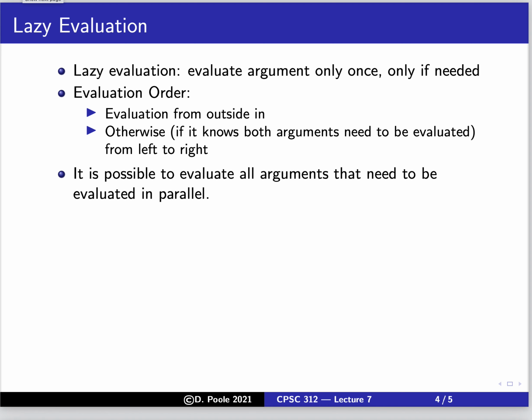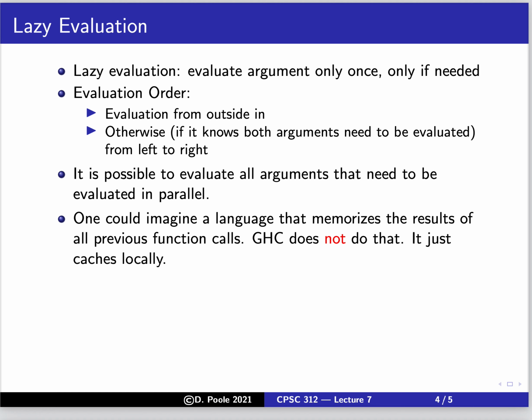But you also only want to do it if you need to do it. One could imagine a language that remembers the results of all previous function calls, and that would also be a legal Haskell. GHC does not do that. In fact, as far as I know, no Haskell compiler does that. Basically, it just caches an expression locally. It just remembers very locally that it's already computed this argument, so it doesn't have to do it again. It doesn't do it globally, although it could, and still be correct.